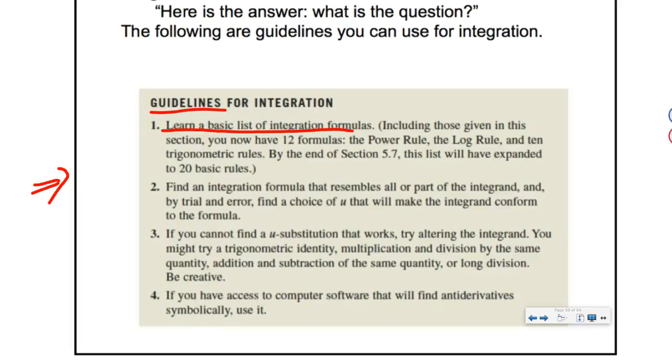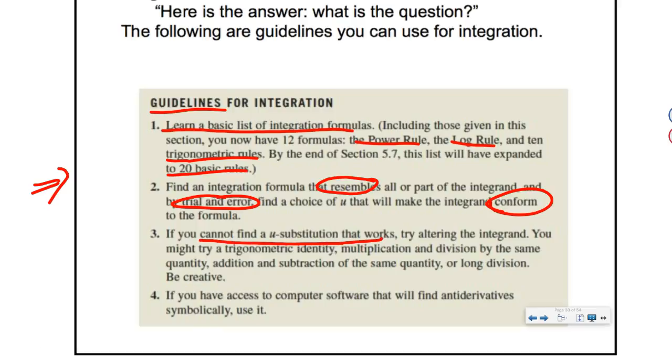Well, duh. You know that the derivative of sine is cosine and the antiderivative, blah, blah, blah. It says know your rules, know your power rule and your log rule, know all your trig stuff, and we'll eventually give you some more. So this is sound advice. Wouldn't you agree? Let's look at number 2. It says find an integration formula that resembles all or part of the integral. Use a little trial and error and try to make yours conform to it. Now, this does not sound like math, right? That did not sound like math. When it says resemble, trial and error, conformity, they're basically saying you just got to work with it. And you got to try to get it to work.